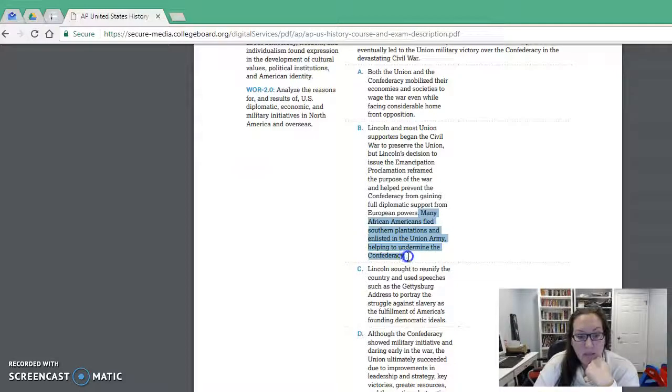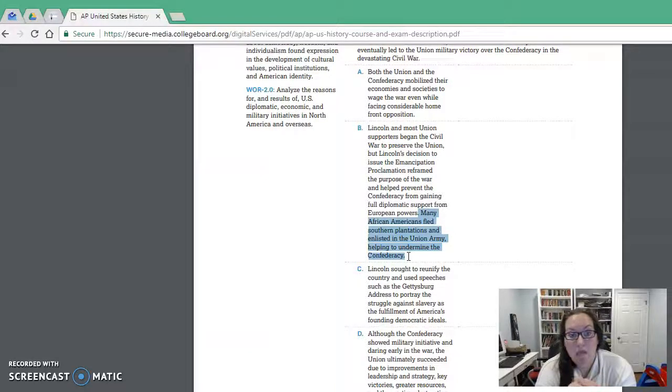Okay. Next, part of just B, many African Americans fled Southern plantations and enlisted in the Union Army, helping to undermine the Confederacy. And these people are called contraband. If you want to go more in depth in it, I can tell you all about it. But basically, it's a legal maneuvering of abolitionists that takes the South and says, fine, South, you want slaves to be property? Okay.